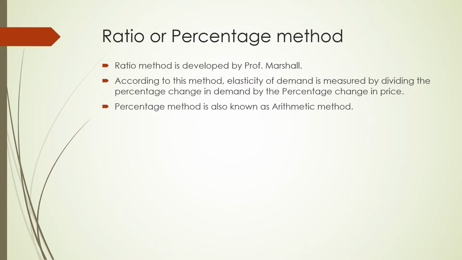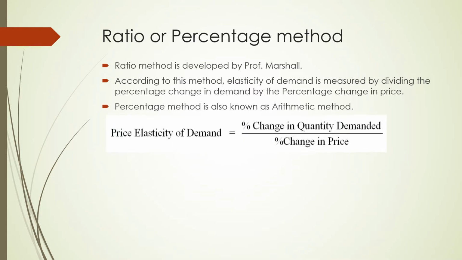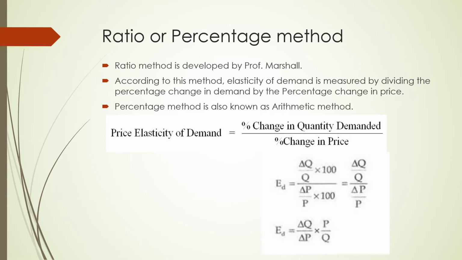This method is also known as arithmetic method. So here is the formula: price elasticity of demand equals percentage change in quantity demanded divided by percentage change in price. So what is this percentage change in quantity demanded? Very easy. Delta Q by Q into 100 whole divided by delta P by P into 100. Or you can write delta Q by delta P into P by Q.